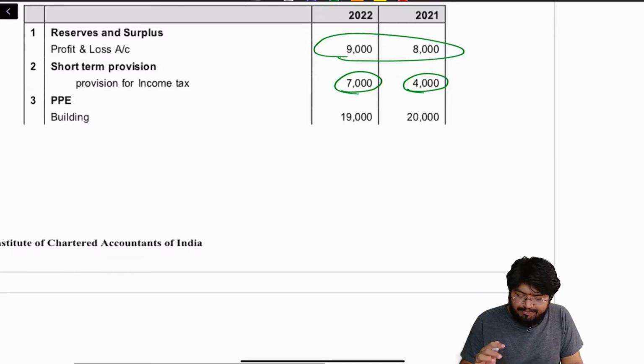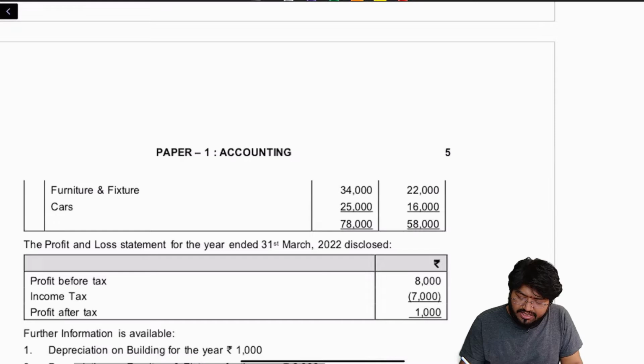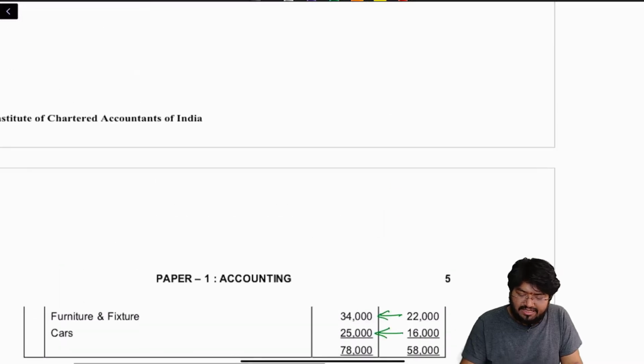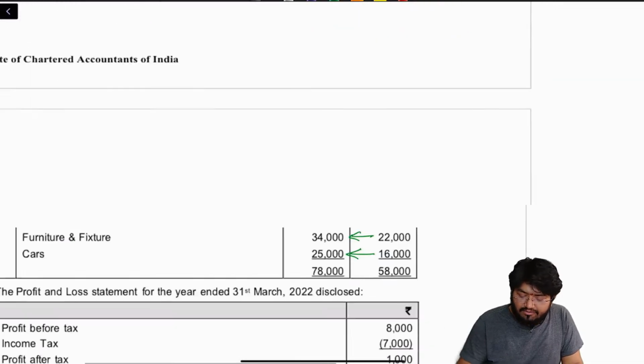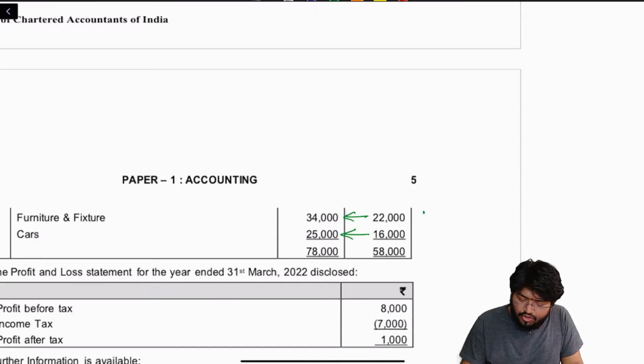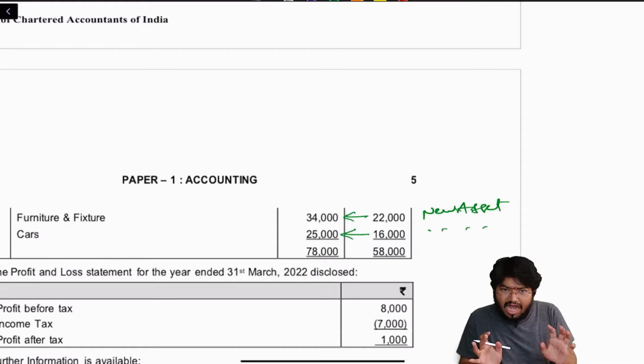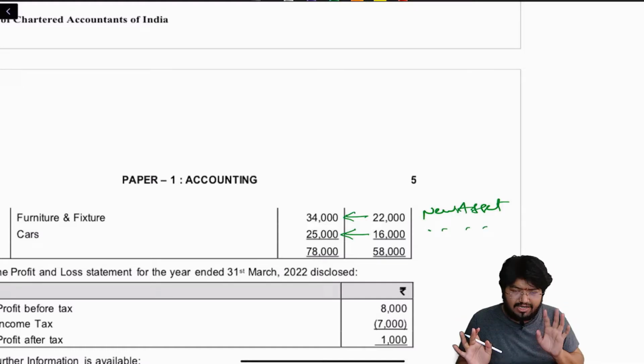Okay. Next, PPE from 20,000 it has become 19,000. Furniture from 22,000 it has become 34,000. Cars it has become 16,000 to 25,000. That means with respect to building there is depreciation. With respect to furniture there is new asset purchased, and cars also new asset is purchased. How much we do not know for now. We will read through further.